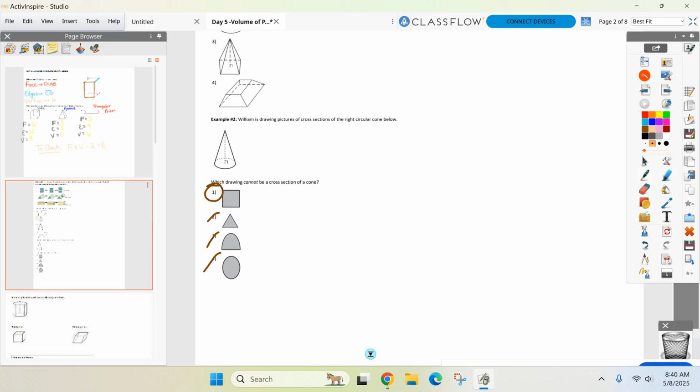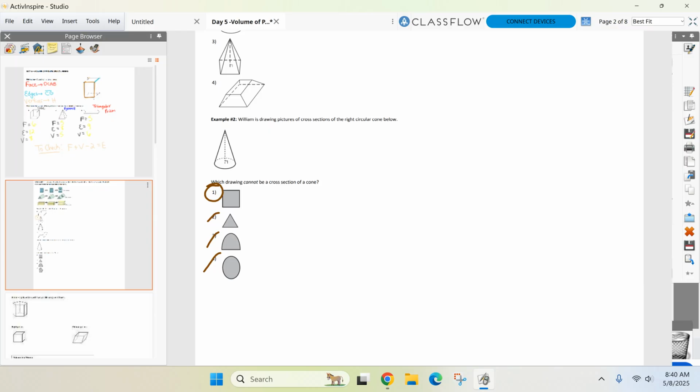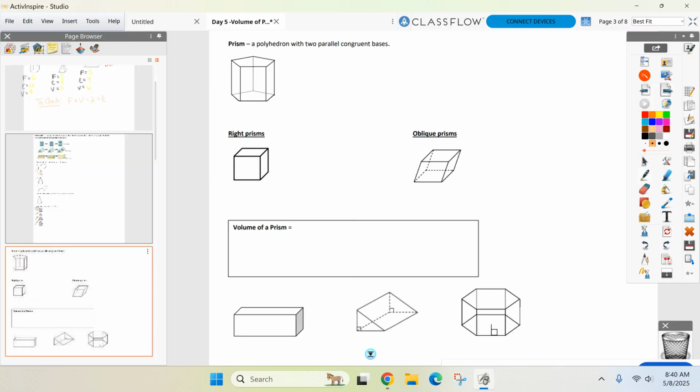All right, little introduction there. Cross sections, faces, edges, vertices. Let's actually start talking about one now. Right now, we're going to start talking about a prism. A prism has two bases on it that are always congruent and parallel to each other. The rest of the faces here are usually rectangles. Again, the faces are different shapes that are congruent and parallel. And you name a prism by its base.